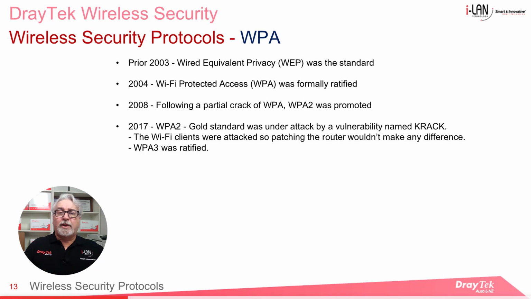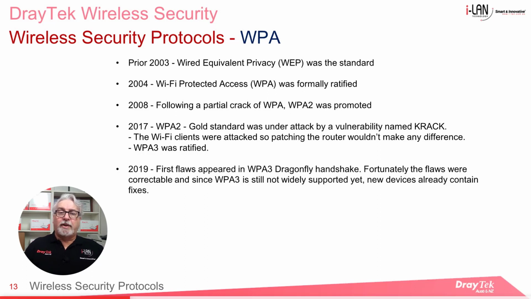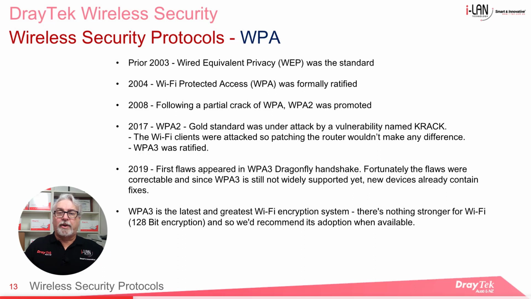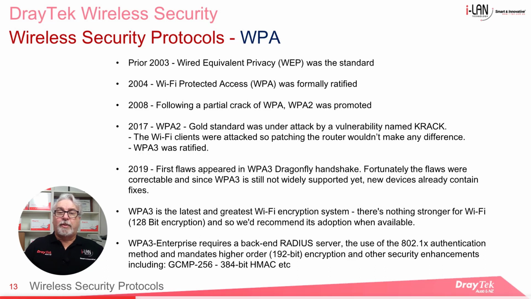If you'd like more information about that, go to crackattacks.com and I'll leave a link to that in the description below. This resulted in the development of WPA3. The initial versions of WPA3 had some flaws, but these were fixed in later versions, so now WPA3 offers the best Wi-Fi encryption system and it's recommended to use it wherever possible. The enterprise version of WPA3 goes even further, requiring the use of a back-end RADIUS server, 802.1x authentication and 192-bit encryption instead of the 128.